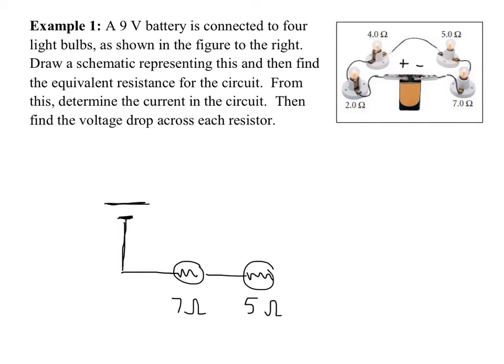I'm going to turn after that. So now I'm going to turn up here. And then we're going to look at the next one, which is how many ohms? 4. Okay, 4. And then finally the last one.